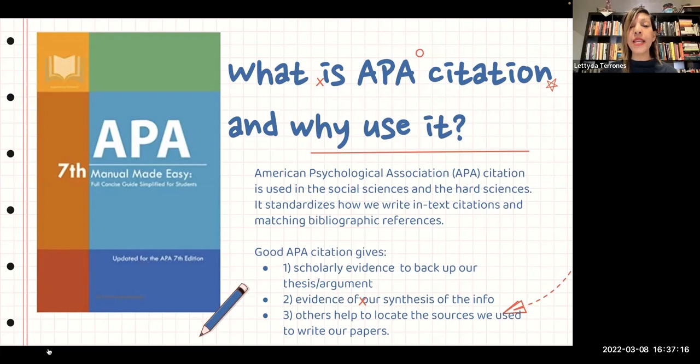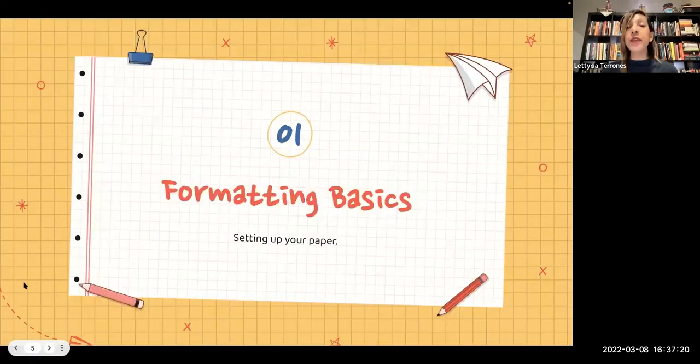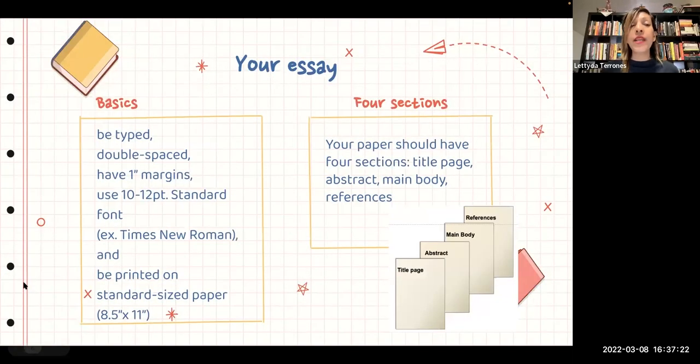And so all of these are the reasons why APA citation is so important. The first thing we're going to discuss is the way to format your paper. So in APA, there are 4 different major sections: the title page, the abstract, the main body, that's where your actual writing happens, and then your references.